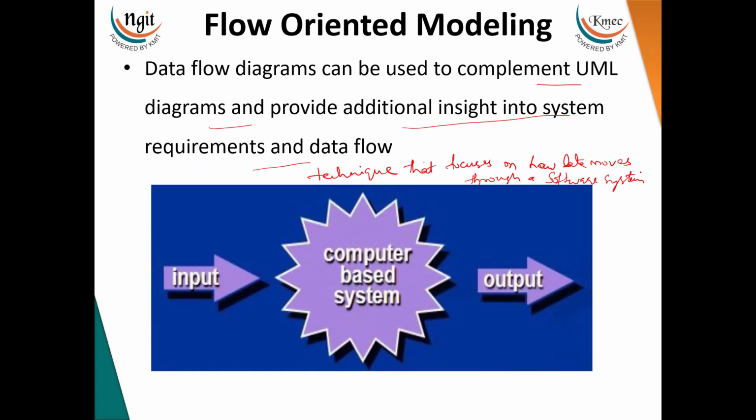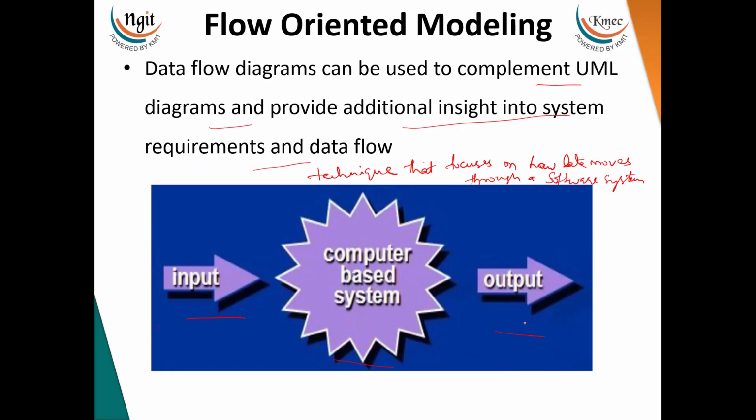through various processing elements in a system, and it basically focuses on the input, transformations and outputs that occur as data passes through a program. You can see the diagram which is also given here: the input, a computer based system, and output. The data flow diagrams, DFDs, can be used to complement the UML, where the DFD will take the input, process and output view of the system.